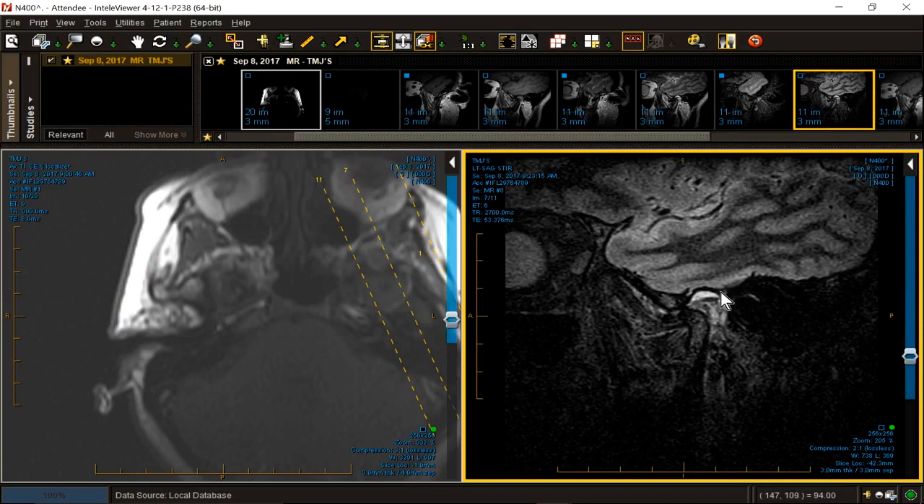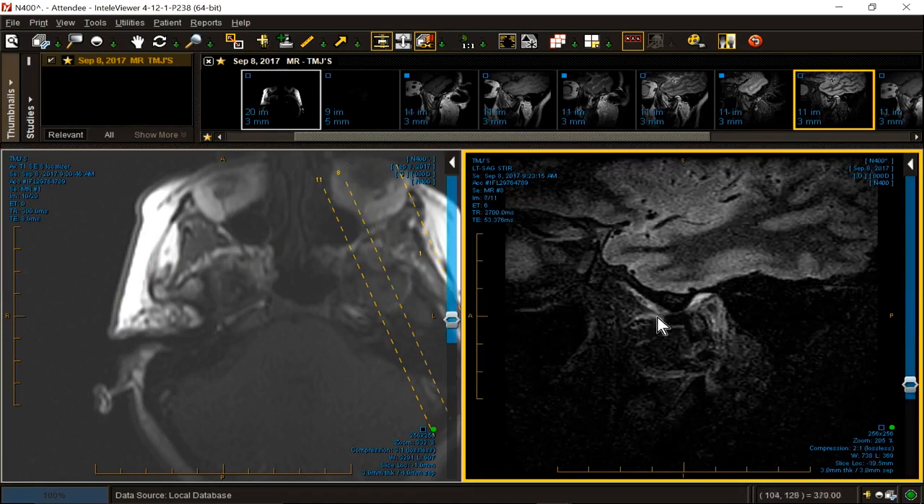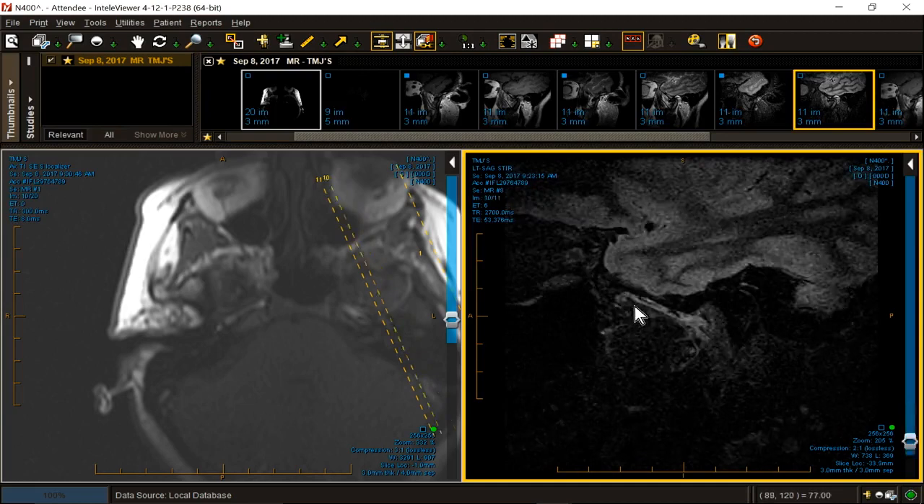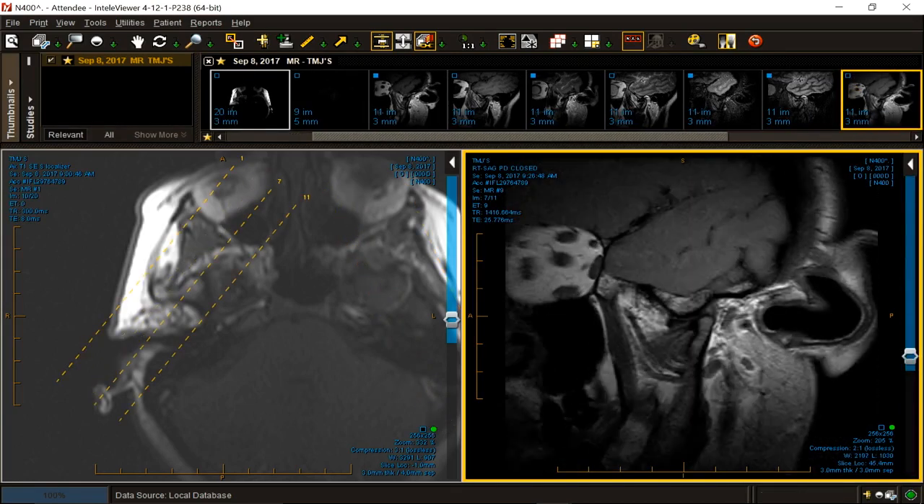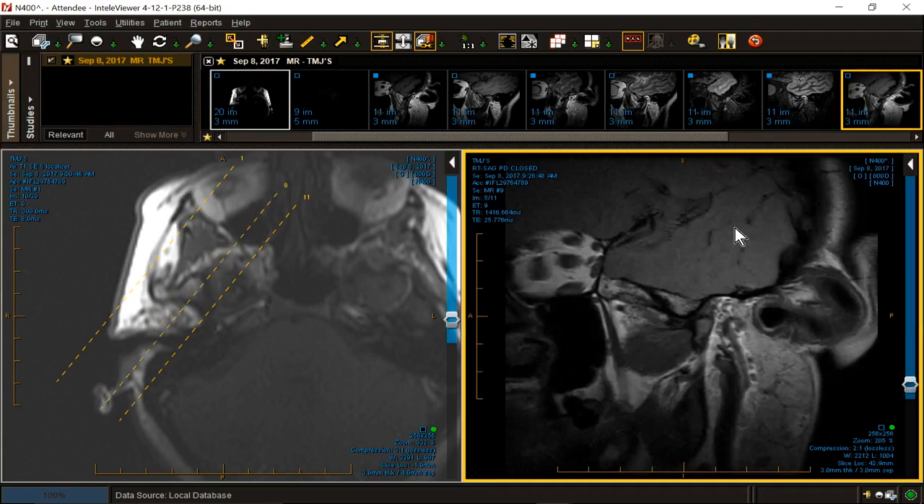STIR on the other side. Reaffirms our effusion and maybe shows the anterior portion of the effusion a little better and some small fluid in the inferior compartment. So upper compartment fluid, lower compartment fluid. Here's our membranous labyrinth. We're still closed for God knows what reason. Let's go open.